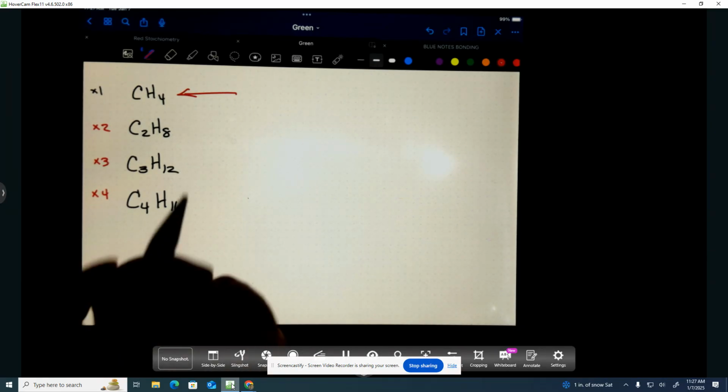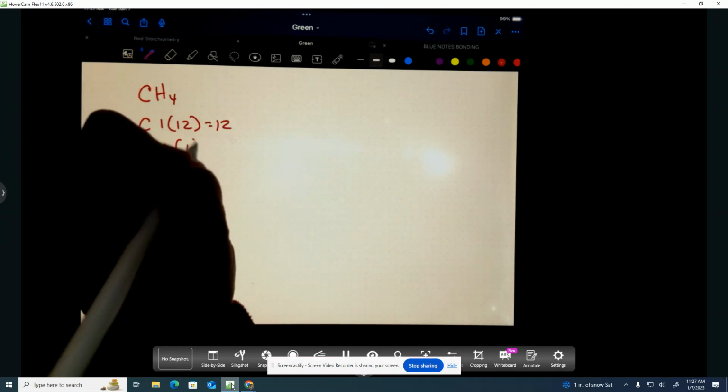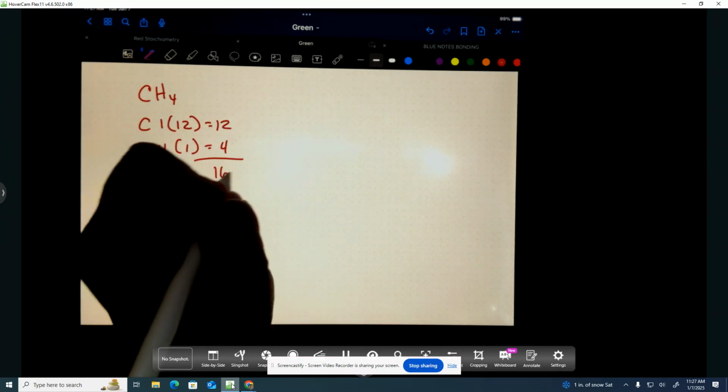Then we said, all right, let's find the percent composition by mass. And we took, let's just do CH4 for fun. We know that this thing weighs 16. Carbon, there's 1 times 12. And H, there's 4 times 1. That's 16 grams per mole.